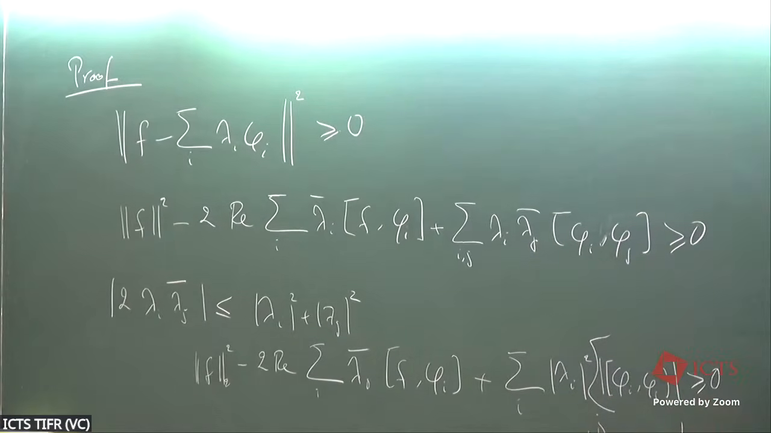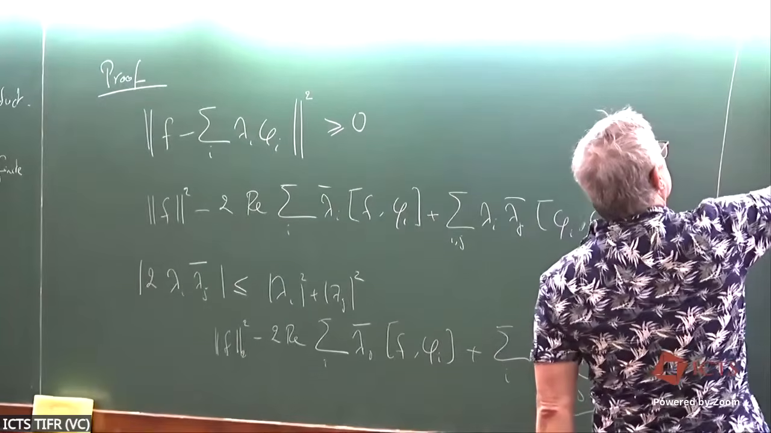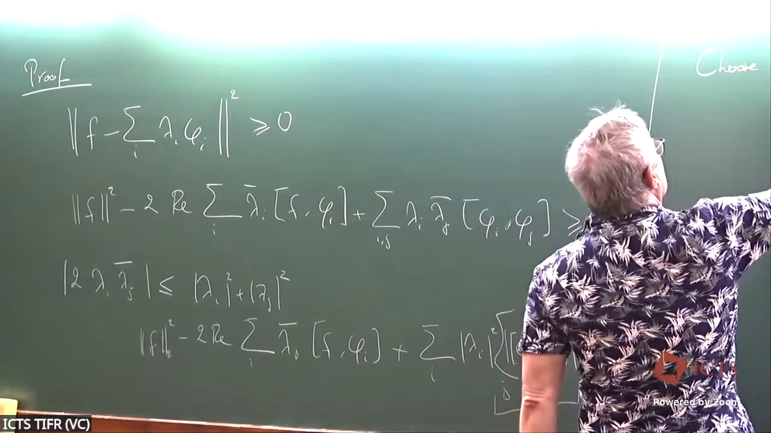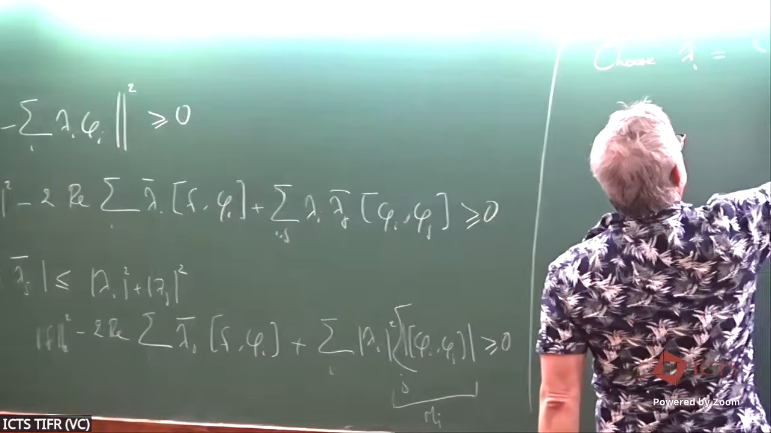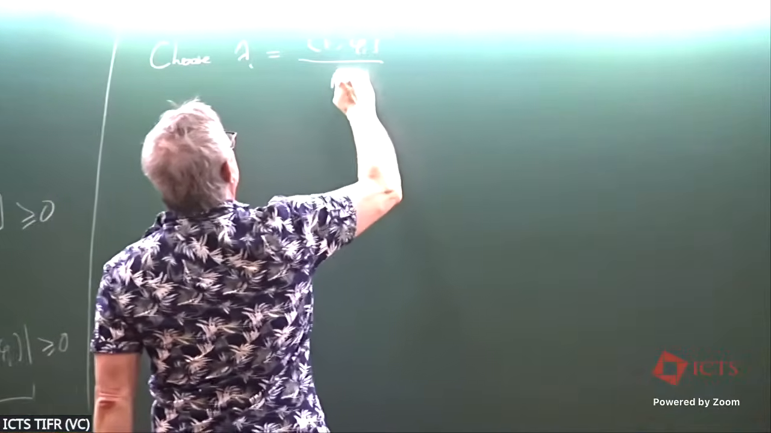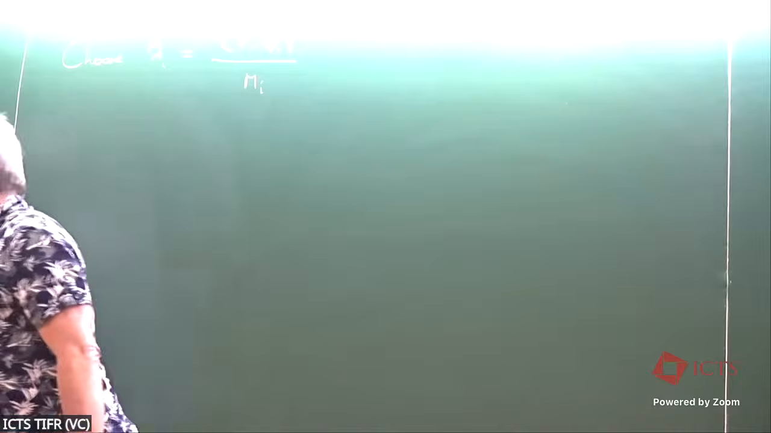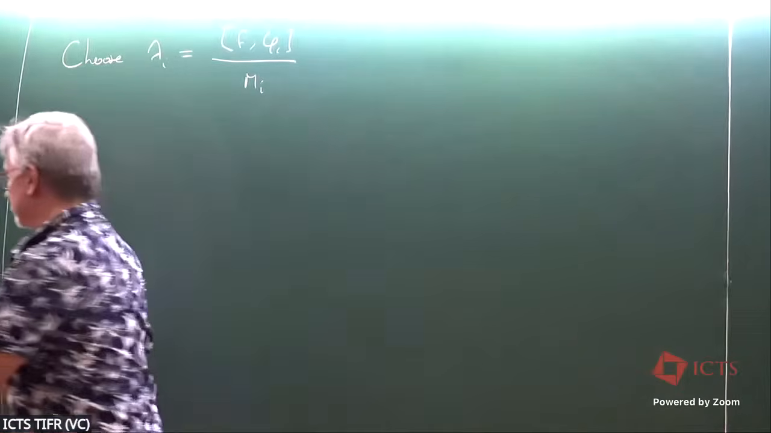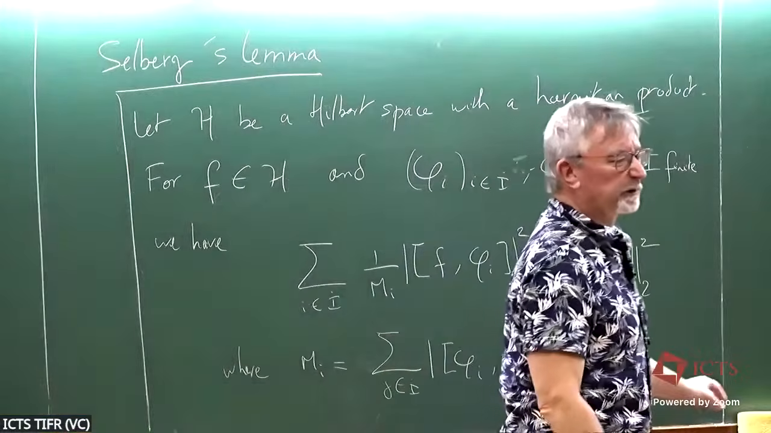Okay? And now you have to choose your lambda I optimally. Well, here, choose lambda I equal f scalar phi over mi. So that this one, it's I here. So that this one and this one gets exactly 1 times this one, this 2 disappears, and you get 1, and you get this inequality. Okay?